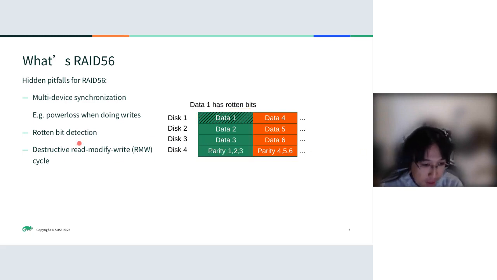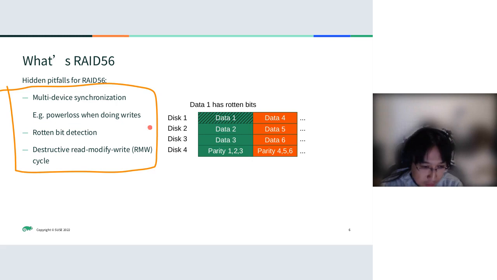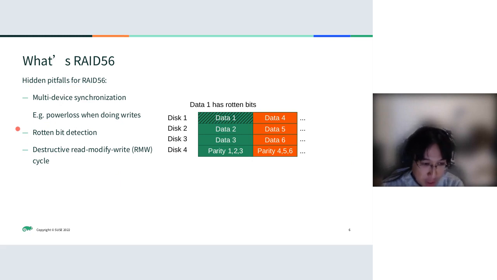The second problem, the second and the third problem is not specific to Btrfs. Sorry, all the three points are not specific to Btrfs. But for these two, Btrfs has a way to solve it later, but a regular RAID 5 may or may not have a way to solve. So let me explain the second one, rotten bit detection.